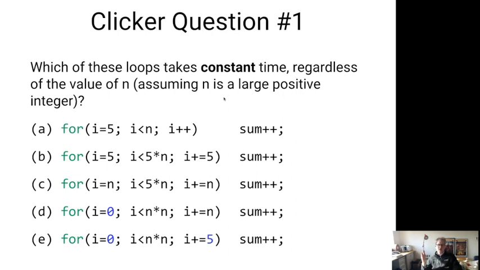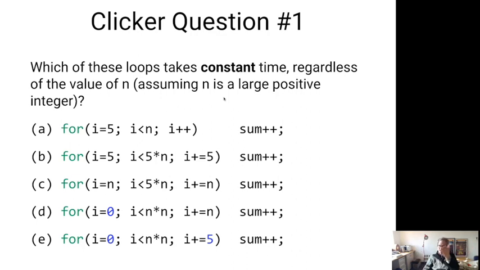Okay, so here's the first question. This one is going to be on Moodle. I'm not even going to tell you the answer right now. So you look at this, and maybe I'll explain it real quick. Which of these loops takes constant time regardless of the value of n? So this is a different thing, right? Constant time means that no matter the size of n, as n gets bigger, the algorithm takes the same amount of time.